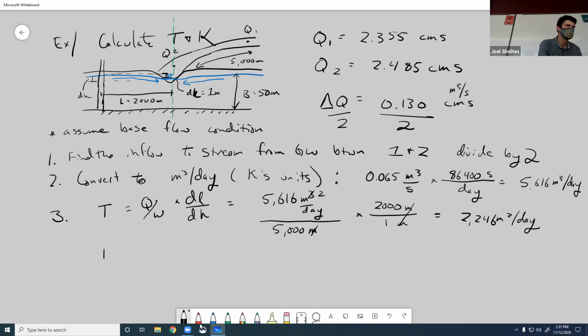And then we said T is equal to K times B. And K is going to be equal to T over B, divided by our aquifer depth, which was 50 meters. And that gives us a hydraulic conductivity of 45 meters per day.